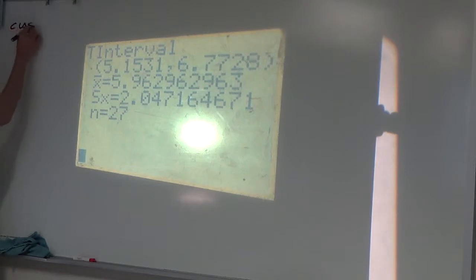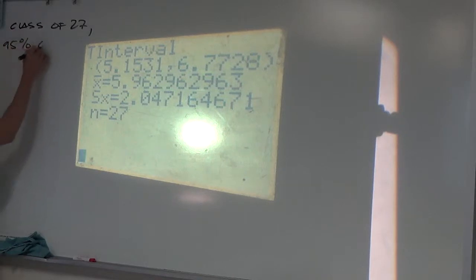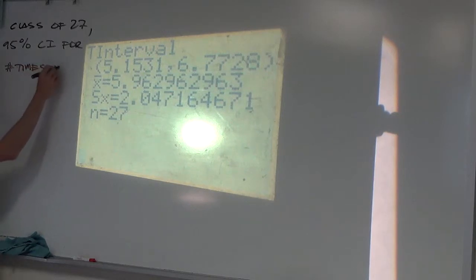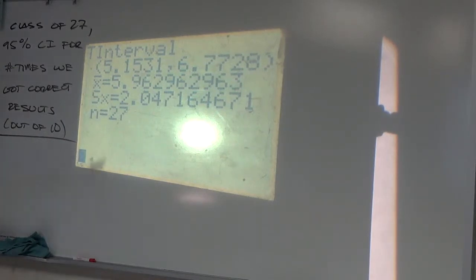In our class of 27, the 95% confidence interval for the number of times we got correct results, I know, thrilling, out of 10 trials, is at least, looks like 5.2, or at most, about 6.8.